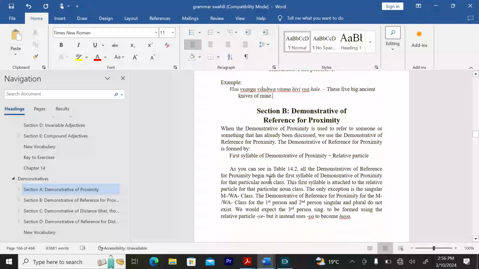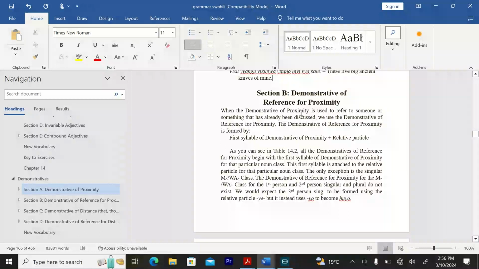Hello and welcome to section B, where we're going to look at the demonstrative of reference for proximity. When the demonstrative of proximity is used to refer to someone or something that has already been discussed, we use the demonstrative of reference for proximity.